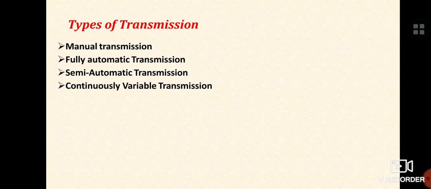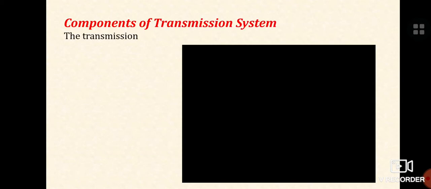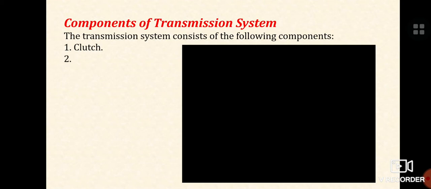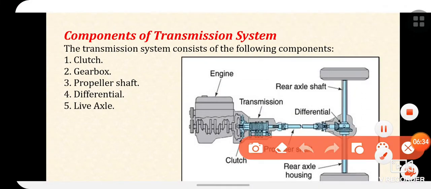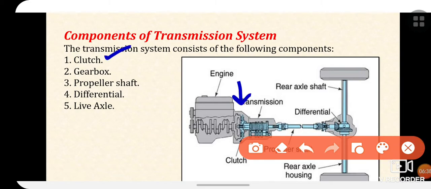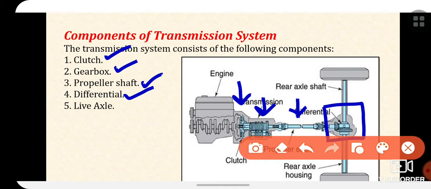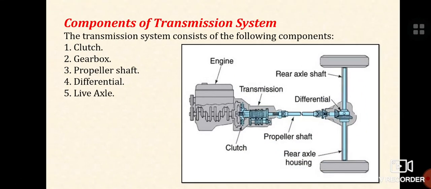Now here are the types of transmission system: manual transmission, fully automatic, semi automatic and continuously variable transmission system. Now let's discuss the important major components of the transmission system one by one that we have discussed in previous slides. So here it is the clutch. This is the intermediate part in between engine and the transmission system. Gearbox inside the transmission system. Propeller shaft. And then differential. We discussed how this is connected with the transmission system via the propeller shaft and the live axle. So all these parts we will discuss one by one.